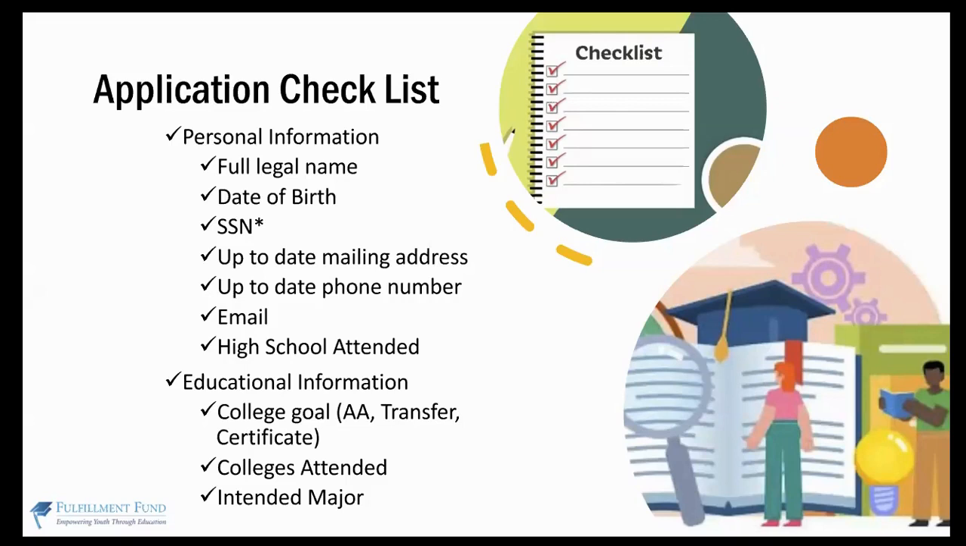So pretty much what information you need for the application is here on this checklist. So educational information, you need to select if you want to do an AA, if your transfer plan, so if you eventually would like to transfer or earn a certificate. And then colleges attended, you also need to include your intended major.